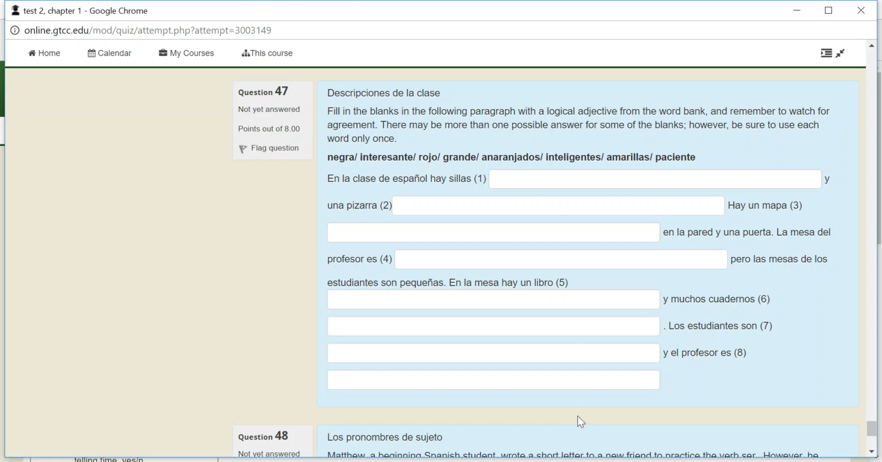Okay, so you'll read this paragraph, decide which of these words would best complete it, and remember that they should agree when you're making a choice. So like clases is feminine and it's plural, so you wouldn't want to pick an adjective from the word bank up here that's masculine and singular, okay? And you're not to change these, you're to use what's been given.